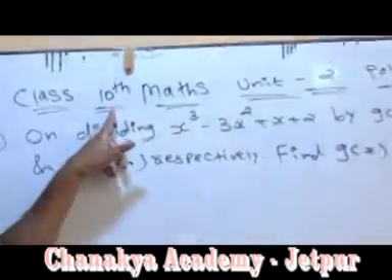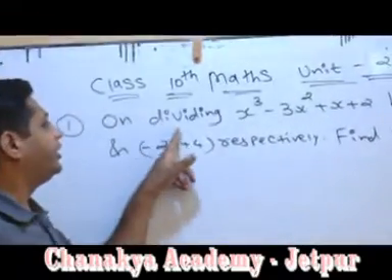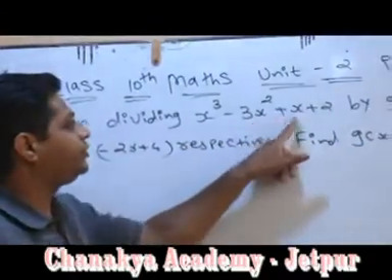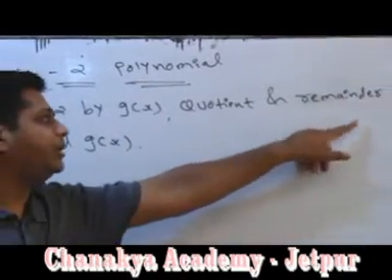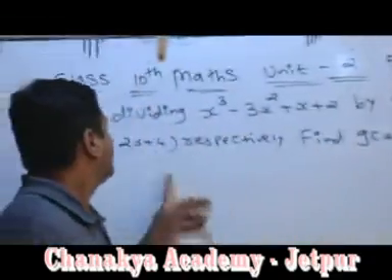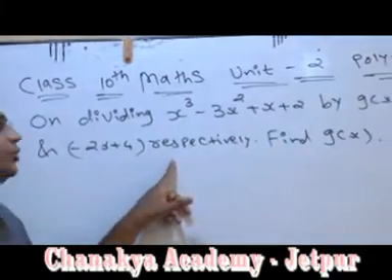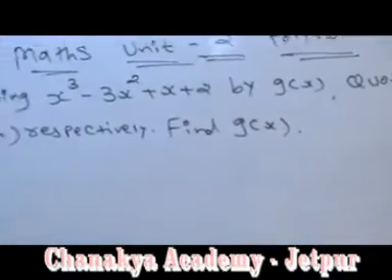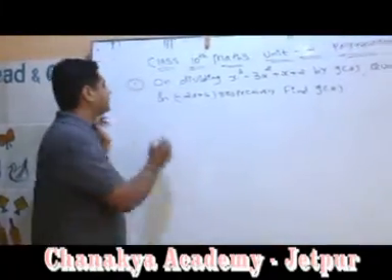Class 10 maths unit 2 polynomial. On dividing x cube minus 3x square plus x plus 2 by g of x, the quotient and remainder are x minus 2 is our quotient and minus 2x plus 4 is our remainder, respectively. Find g of x. Okay students, now first of all we are going to discuss the formula, which is very important.